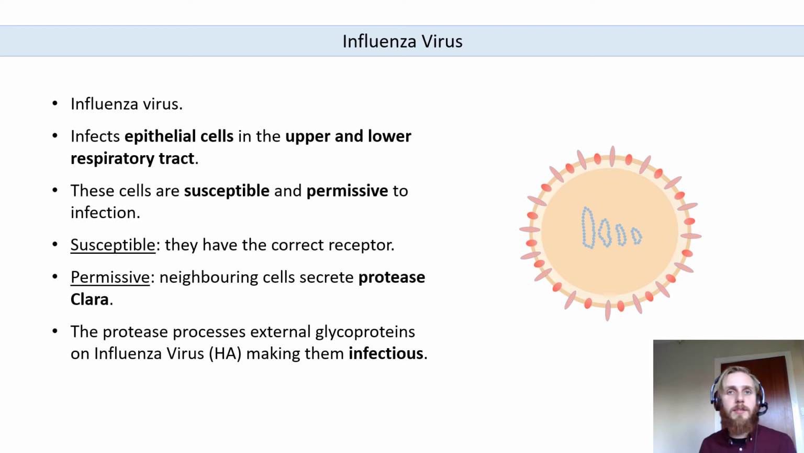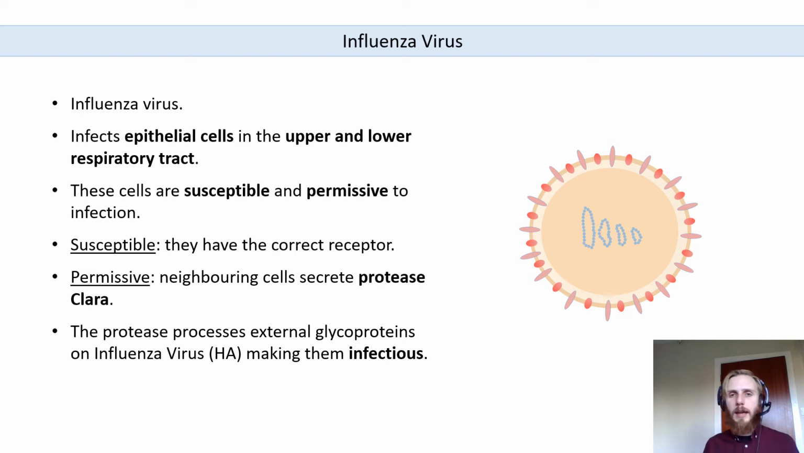This is a hypothetical situation, however, and in reality, the epithelial cells that influenza infects are in the respiratory tract, and they are surrounded by a protease clara, which is being secreted into the local environment. And this protease clara processes the newly released virus particles and makes them infectious. So therefore, these cells can be considered susceptible and also permissive. So we have tropism.